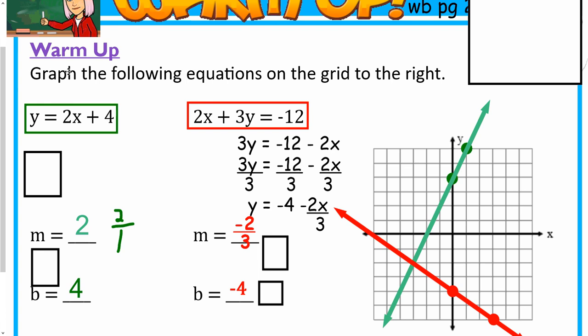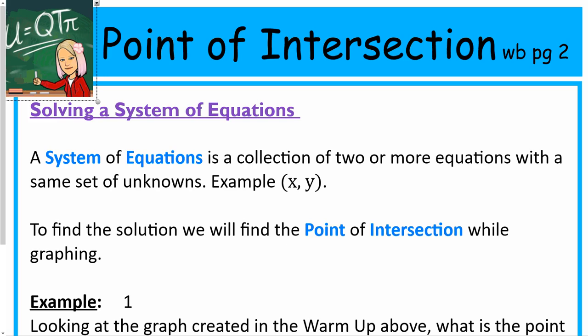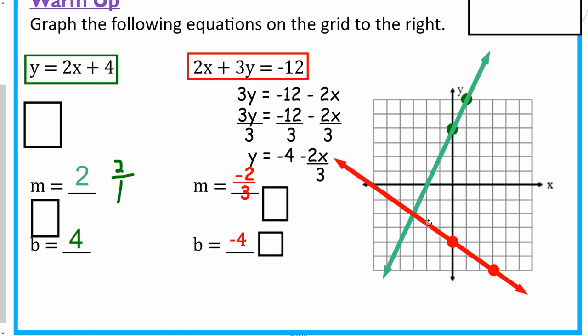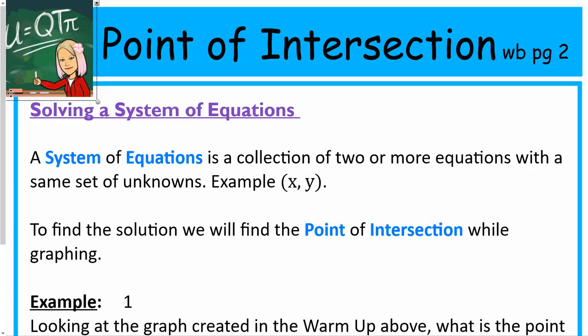It says graph the following equations on the grid to the right. So we have done that. What we're going to look for today is the point of intersection. That's what today's lesson is about. Going back to that graph, the point of intersection would be where these two lines cross, and it would be at that point right there. And that's what I'm going to talk about now.